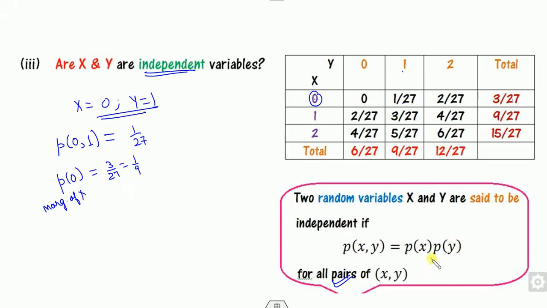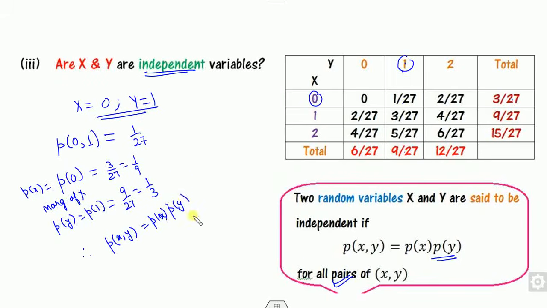What is the value of p of y? This is my p of x. What is my p of y? So y is 1. What is the p of 1? The marginal of 1 is 9 by 27, which is 1 by 3. So therefore, are they equal? Yes, because both are 1 by 27.